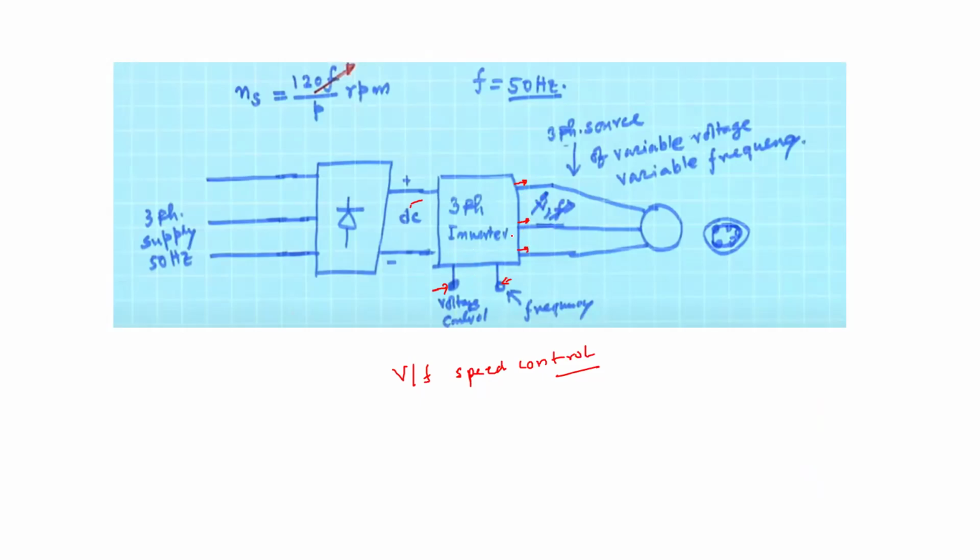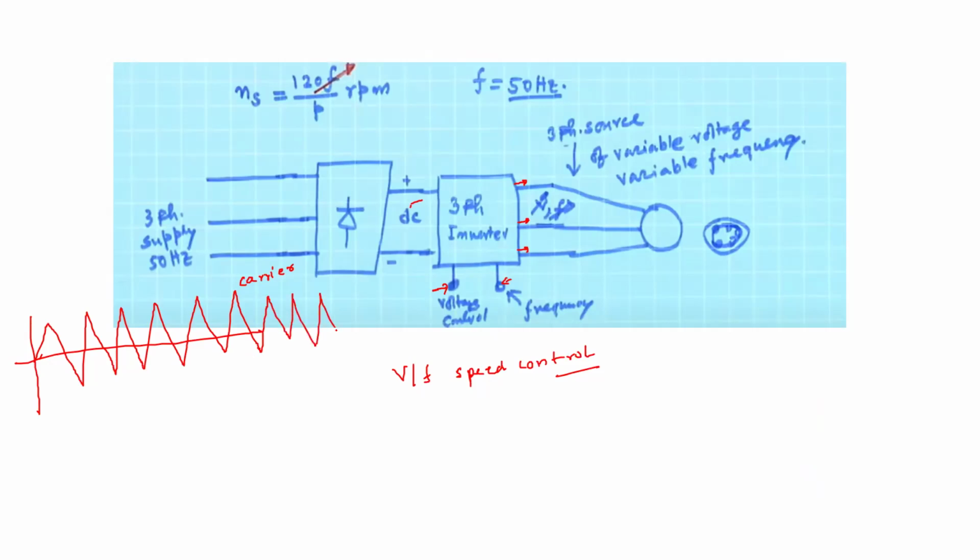Generally in an inverter you have a carrier, a triangular carrier. This I am telling as extra, just so you know how it is done. And then you have a modulating signal. Let me just draw it even more.